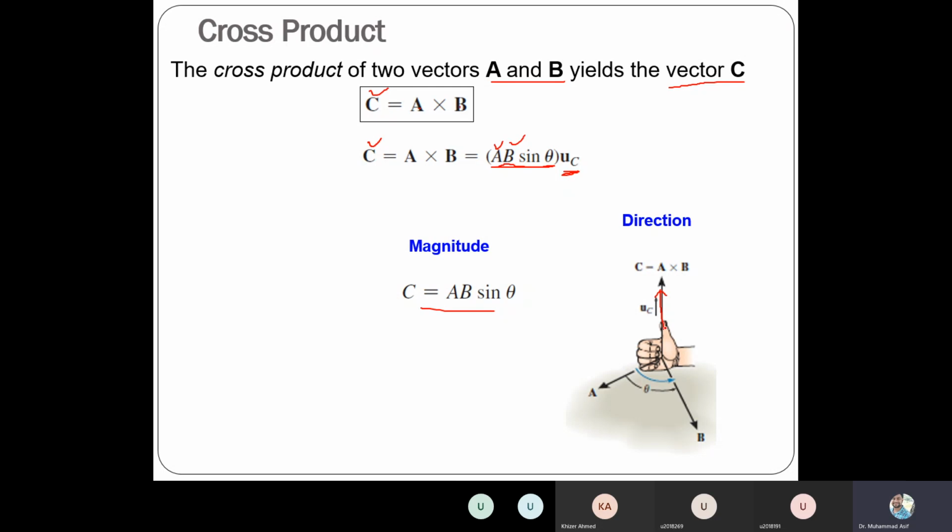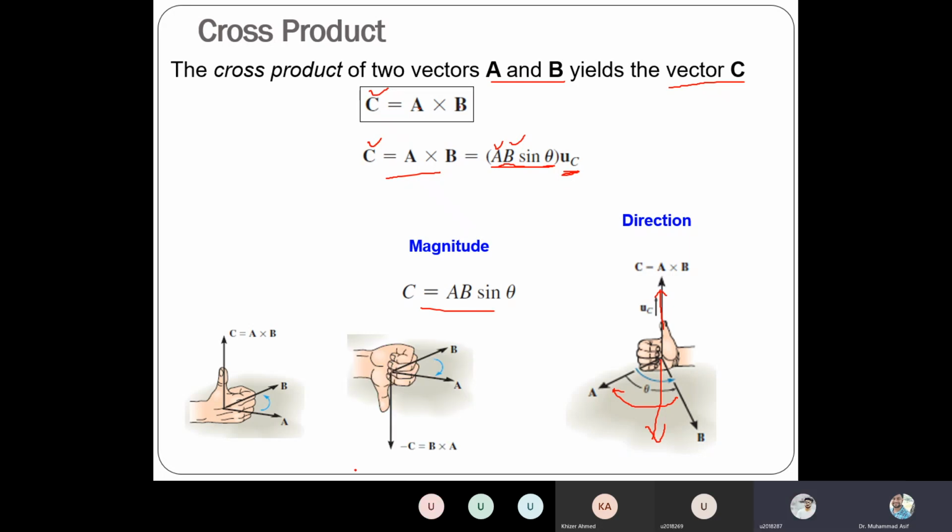In the scalar case, A dot B was equal to B dot A, but in this case it is reversed. If you want to calculate B cross A, then the direction of C will be in the downward direction. So this is A cross B, and this is B cross A, right? You can see the direction is reversed in the case of the cross product.